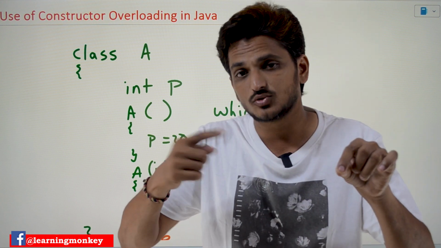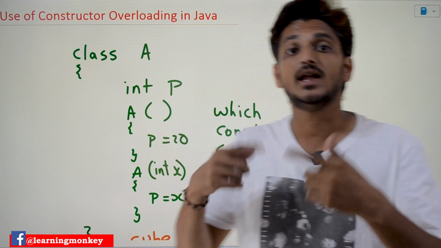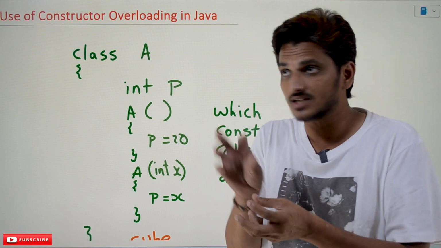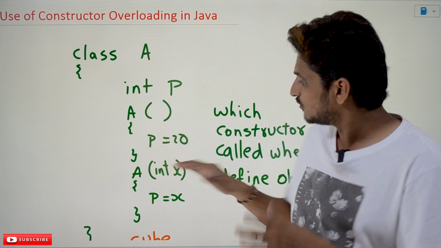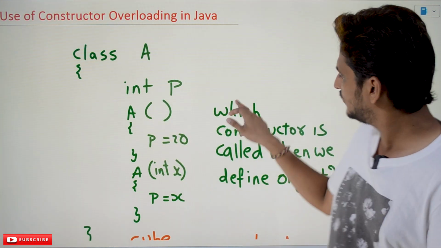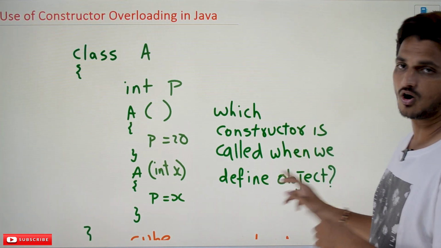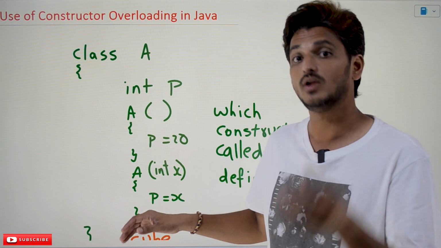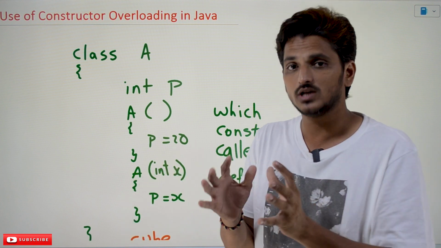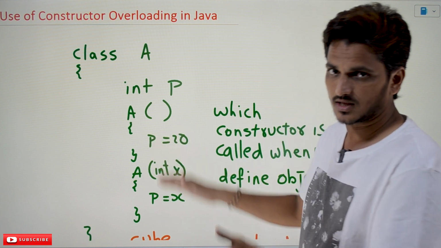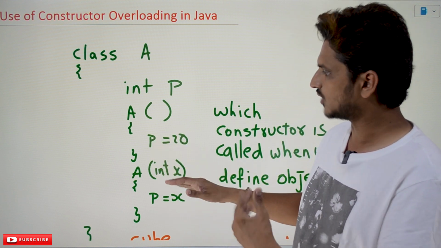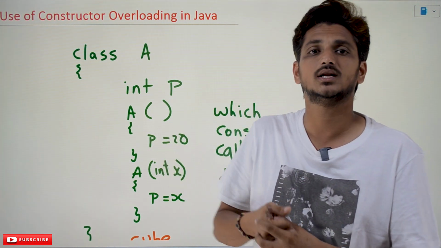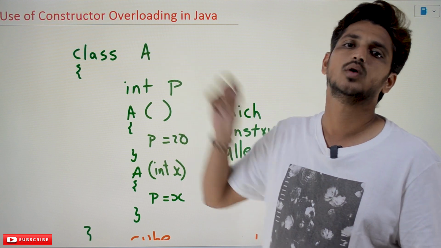In our last class we discussed when a constructor is going to be called. Whenever we define an object, the constructor is going to be called. Now we have two different constructors. Which constructor is called when we define an object? These are the points we are going to understand. We take a real-life example to understand the constructor overloading concept. After understanding the example, at the end we are going to understand the use of constructor overloading.